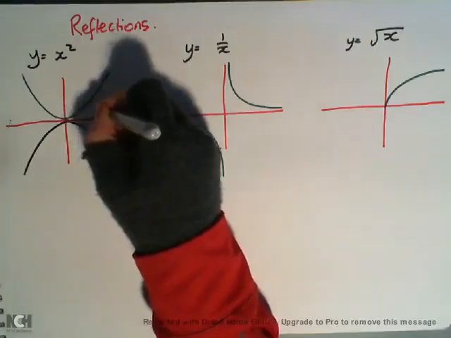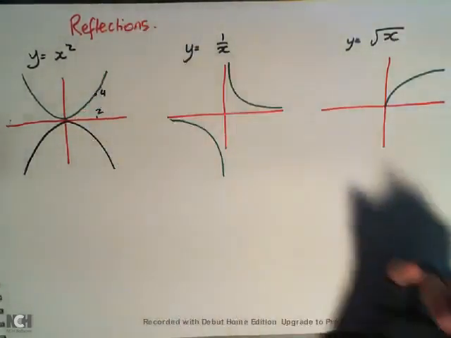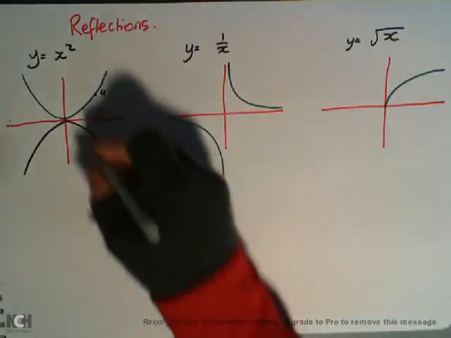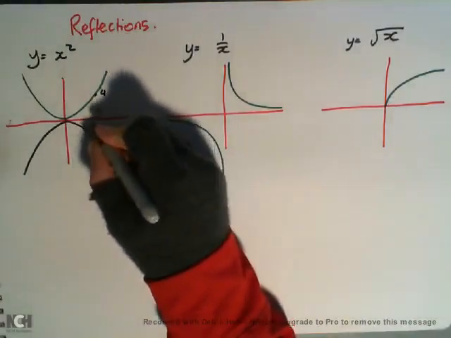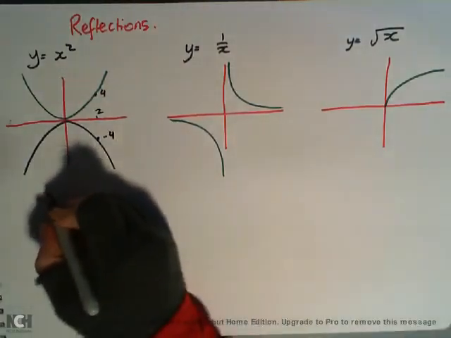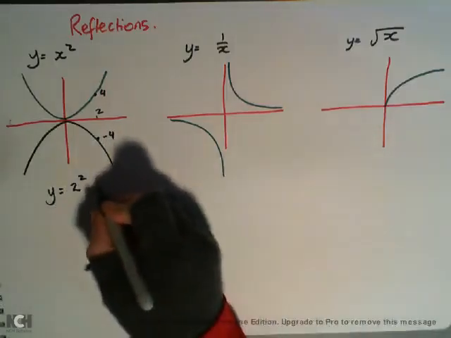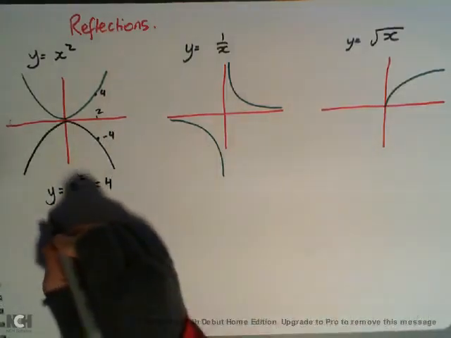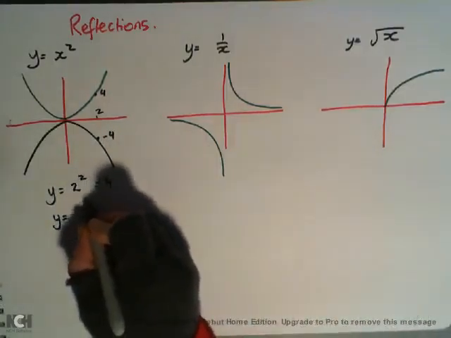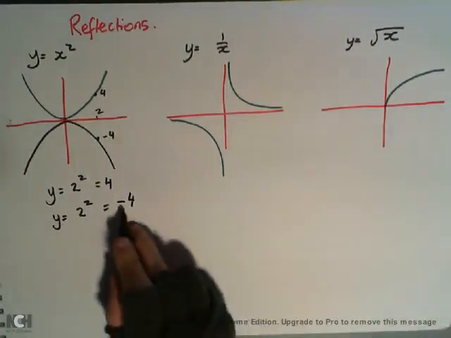So for this point here at 2, initially we had 4, 2 squared is 4. But now we've got the same point at 2, but now it's minus 4. So what's actually happening? We've got y equals 2 squared, and that gave us 4. Now we've got y equals the same point, but now we've got minus 4. So where does that minus come from?